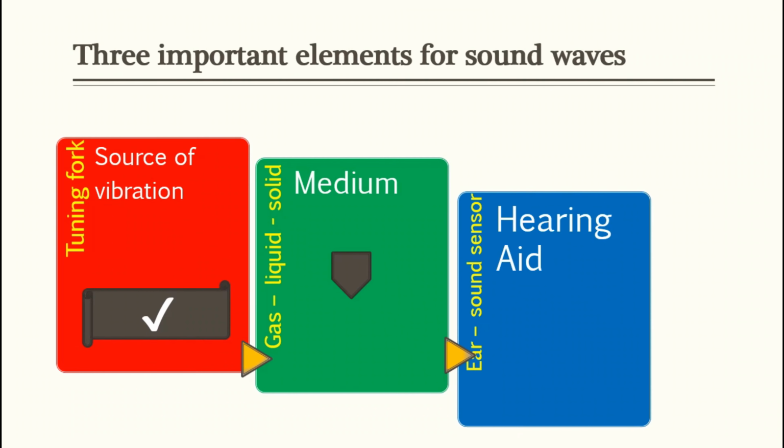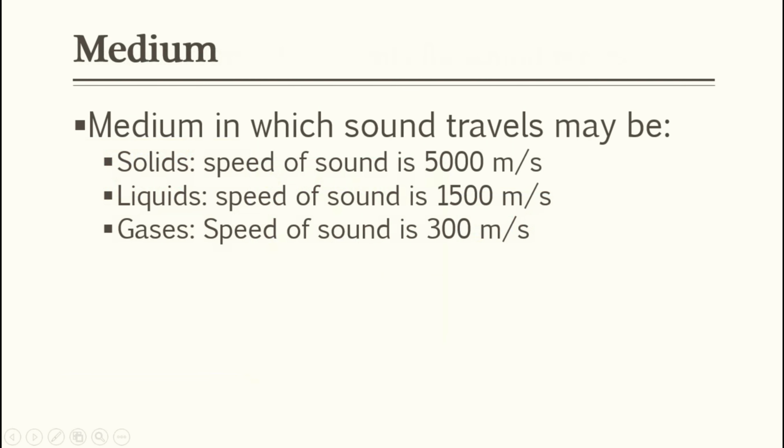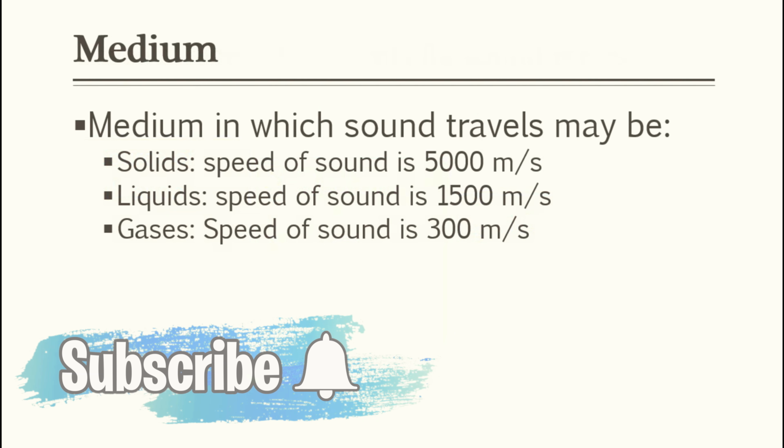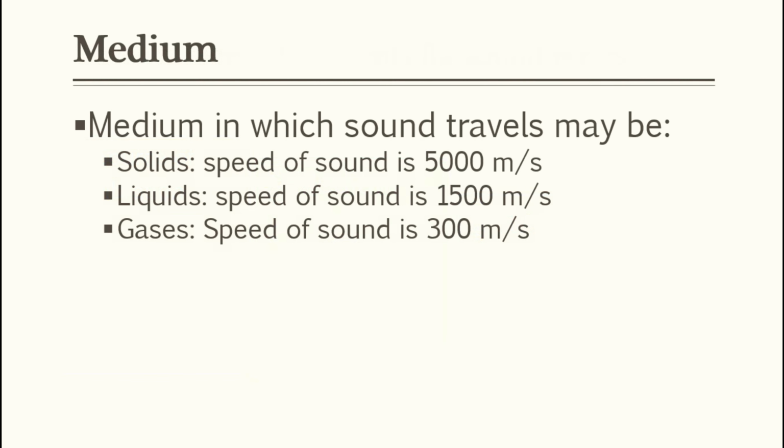The second major element for sound waves to travel is the medium. Medium may be gas, for example air. It may be liquid, for example water. It may be solid, for example iron. Now the speed of sound in different media is different. For example, in solids it is 5000 meters per second, which is the largest. In liquids it is 1500 meters per second, while in gases it is 300 meters per second.